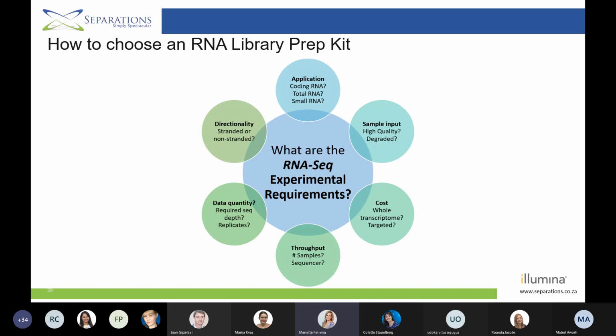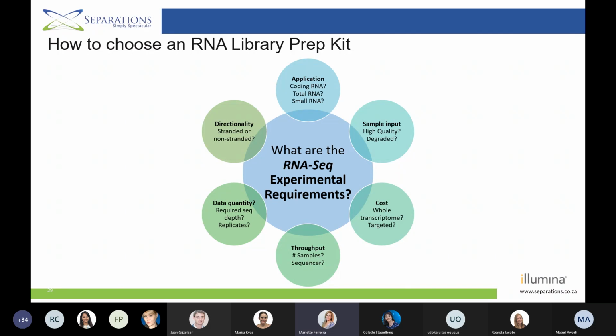What is your sample input? Do you have really high quality inputs, or do you maybe work with FFPE samples, which will have a bit of degraded RNA in there? And then what is your budget? Does your budget allow for whole transcriptome sequencing, or should we rather look at more targeted approaches?